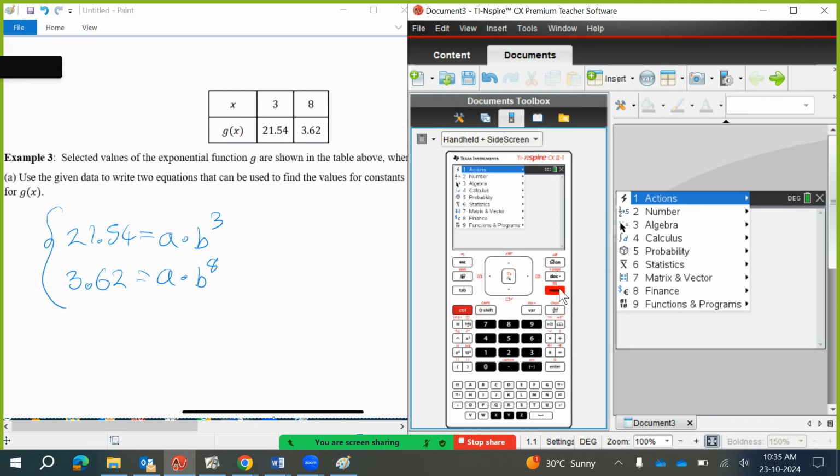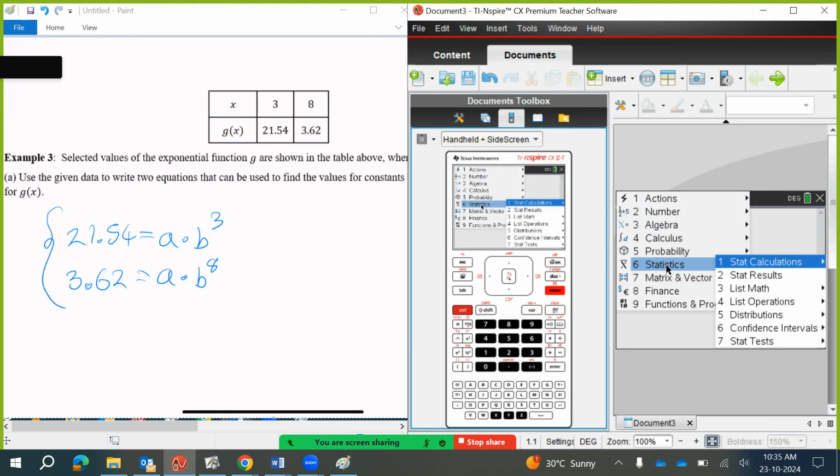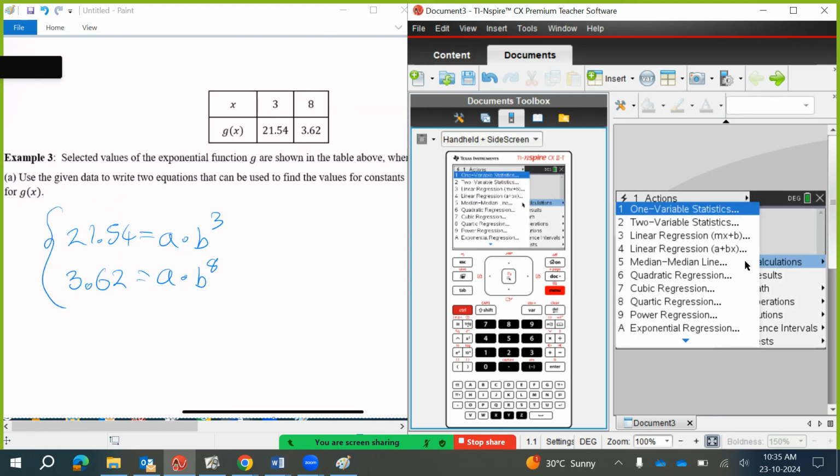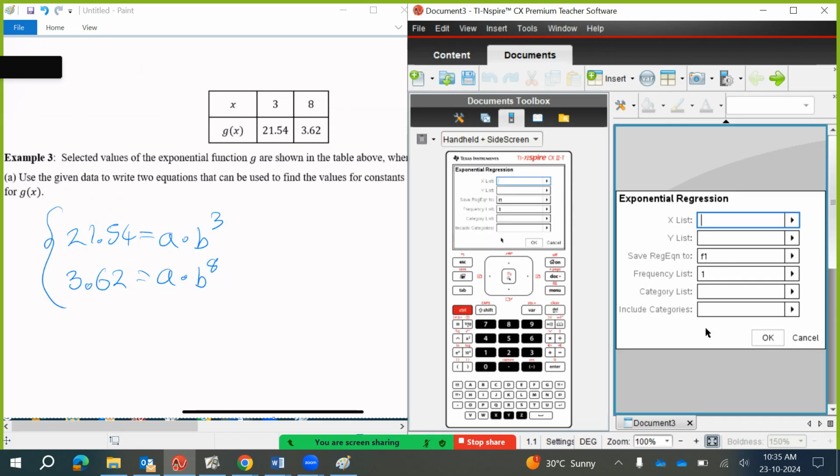We choose menu. And what we want here on this one is statistics, stat calculations. So menu 6, 1, and we want to find exponential regression. There it is, A on mine. Pulls up a little dialog box for us. Click the right button.